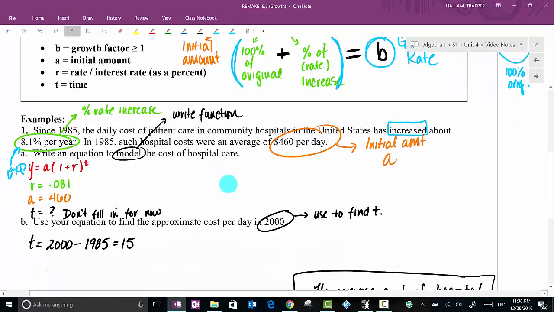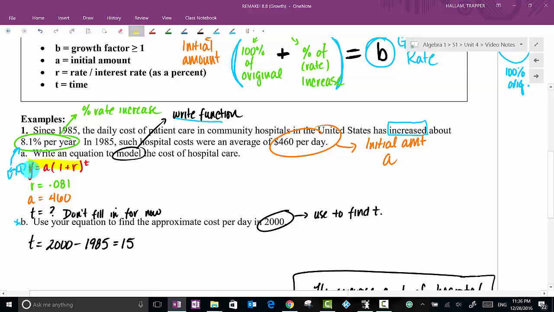It says write a model for the cost of this hospital care. So we're just going to write the function at first, and part B will actually evaluate it. So what I want you to do for each and all of your homework is make sure that you write down this new rate version of our exponential function. Does it always apply? No. If they give us something like tripling or doubling or some b value right off the get-go, we just use that. But if they say anything about a rate, I want you to write this down.